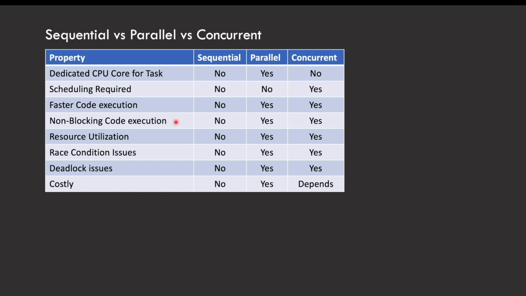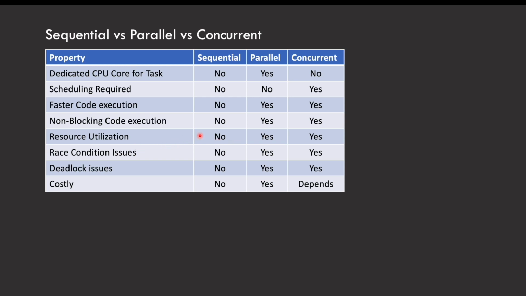So, non-blocking code execution. Sequential was blocking all the way from order number 1 to 4. It was completely blocking. For parallel, nothing was blocked because of a dedicated core again. And in case of concurrent, even if the number of cores was less than the number of tasks, it was still non-blocking. The tasks happened simultaneously.